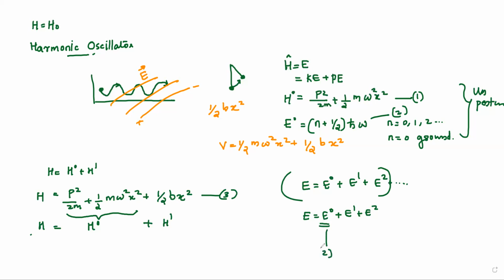Now this value E0 is our known value, that is equal to (n plus 1 by 2) h bar omega. Now we want to find out E1 and E2, the second order perturbation, in n. So first of all, we want to calculate E1 for any level n. In last classes, we calculated the expression for the first order perturbation, which was like this: En of 1 is equal to <n|H'|n>.